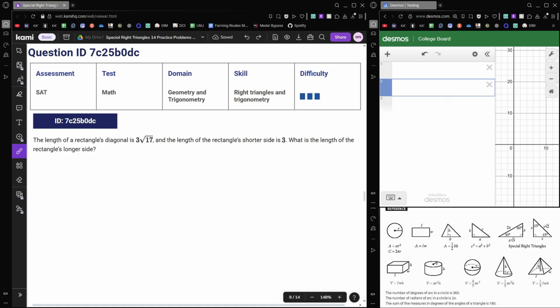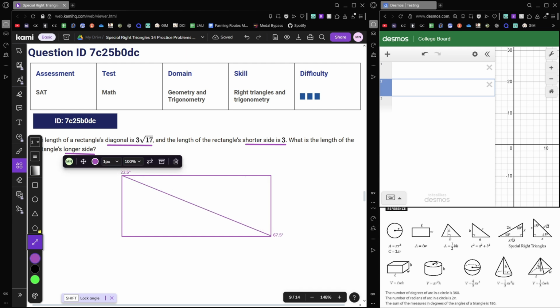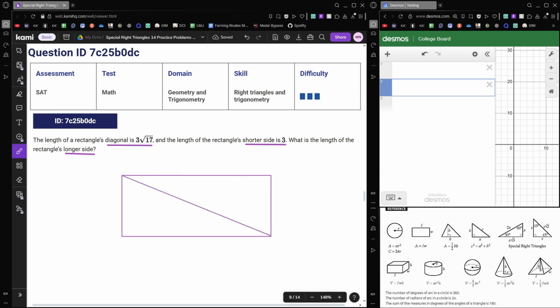Question number 9. The length of a rectangle's diagonal is 3 square root 17, and the length of the rectangle's shorter side is 3. What is the length of the rectangle's longer side? So here we have a little rectangle, and we have a little diagonal going through it. And they tell us that the length of the diagonal is 3 square root 17. Then they tell us that the length of the shorter side, so that would be this side right here, is 3. And now they ask us to find the length of the longer side.